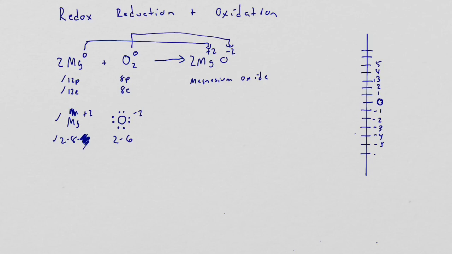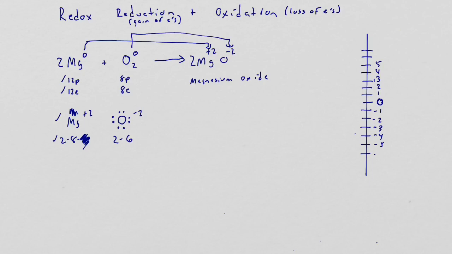Now I'm going to give the definitions. Oxidation is loss of electrons. Reduction is the gain of electrons. And see if you can answer who gained the electrons. Was it the oxygen or the magnesium? Oh, the oxygen had a charge of 0 and now is negative.